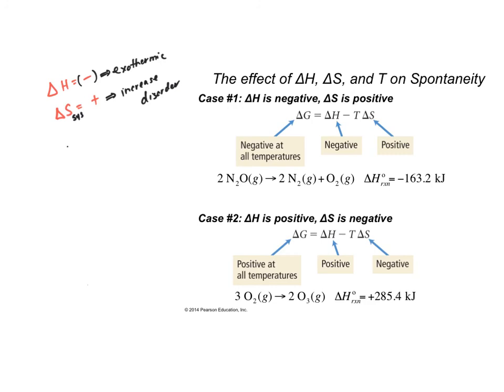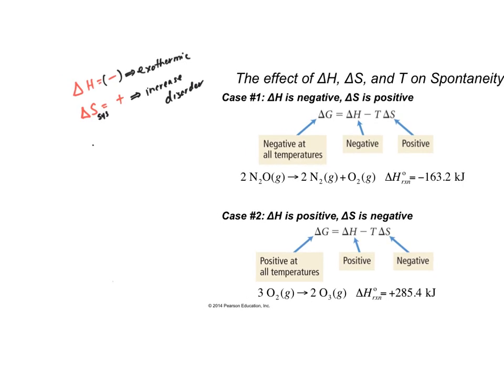Okay, so now we're going to plug this in to our little delta G equation. So delta G is equal to delta H minus T delta S. And so for this case, we have a negative delta H. So delta H is negative minus T times a positive delta S. So now the question here is, will this ever not be negative?